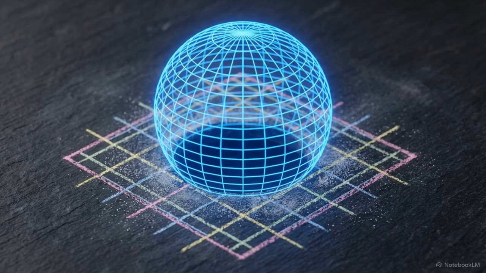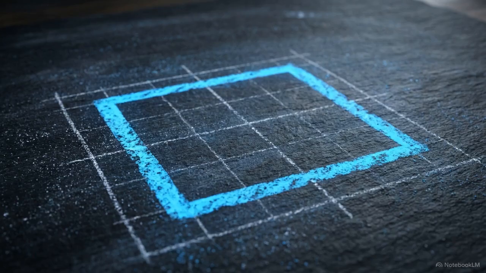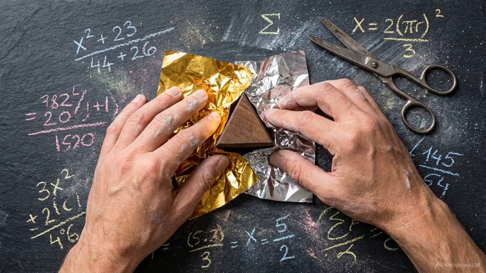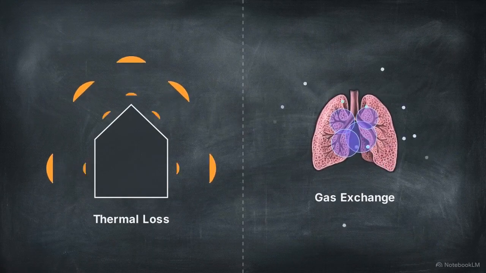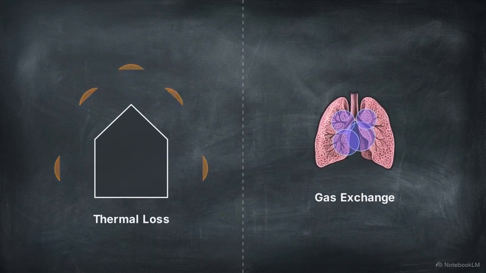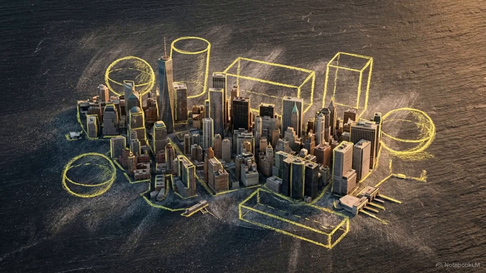Since we are measuring a 2-dimensional skin on a 3-dimensional object, the final result must always be expressed in square units, like square centimeters or square inches. Understanding surface area allows us to calculate exactly how much material is required for a project, how heat moves through a structure, or how efficiently a system exchanges gases. It is a practical tool for navigating the physical world.